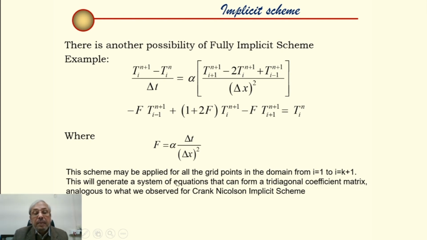This scheme may be applied for all the grid points in the domain from i equal to 1 to i equal to k plus 1. This will generate a system of equations that can form a tridiagonal coefficient matrix, analogous to what we observed for the Crank-Nicolson implicit scheme. So this is the fully implicit scheme, and also we have discussed today the Crank-Nicolson implicit scheme.